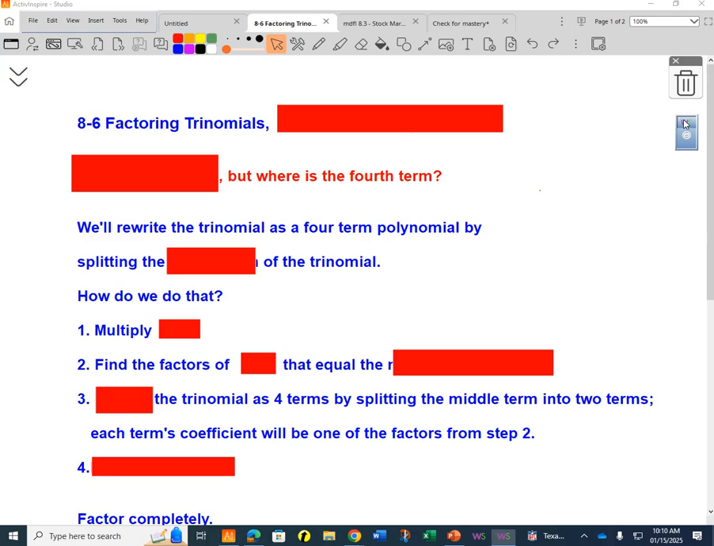Trinomials in a certain form. The box I'm about to uncover does not go in the first blank. I did not put a blank, but you're going to write what I'm about to uncover right beside the title of your note. It does not go in the first blank. Is everybody clear on that?